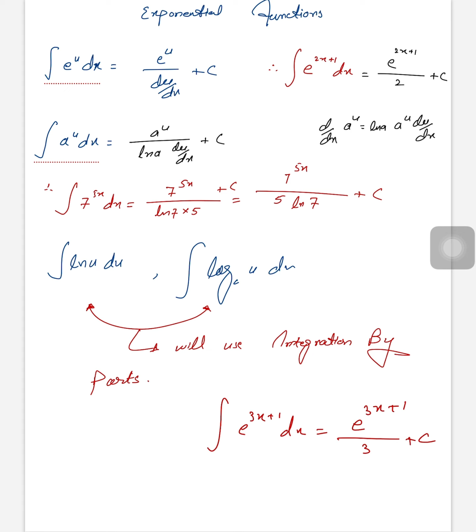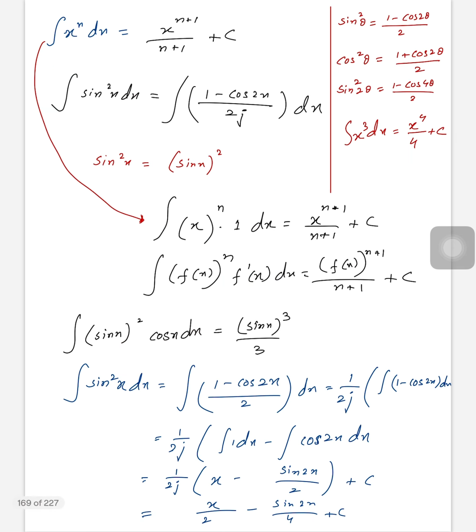Similarly, as we did that the derivative of a to the power u is a to the power u natural log of a, and the derivative of u is multiplied. So, what will we do in integration? The integration of a to the power u is a to the power u divided by natural log of a and divided by the derivative of u. So, integration is the inverse process of differentiation. When we multiply something in differentiation, in integration we will divide those things.